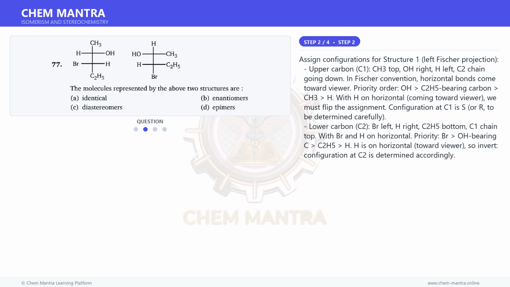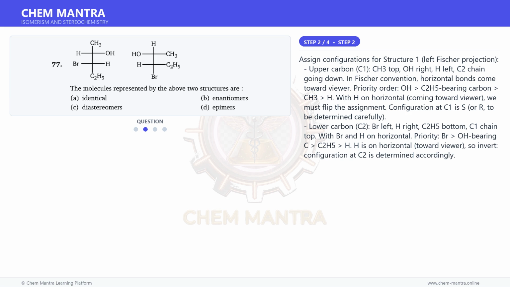Assign configurations for structure 1, left Fischer projection. Upper carbon, C1: CH3 top or right, H left, C2 chain going down. In Fischer convention, horizontal bonds come toward the viewer. Priority order: the C2H5-bearing carbon, CH3, H. With H on horizontal, coming toward the viewer, we must flip the assignment. The configuration at C1 is S or R, to be determined carefully.